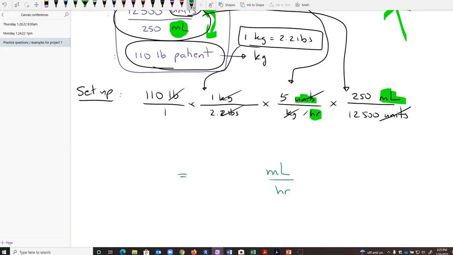So we end up with 5 milliliters per hour, right? We have 2 sig figs over here, 2 sig figs here, we got 1 sig fig, and then we have more than 1 sig fig in the last conversion. So our answer here has 1 significant figure.